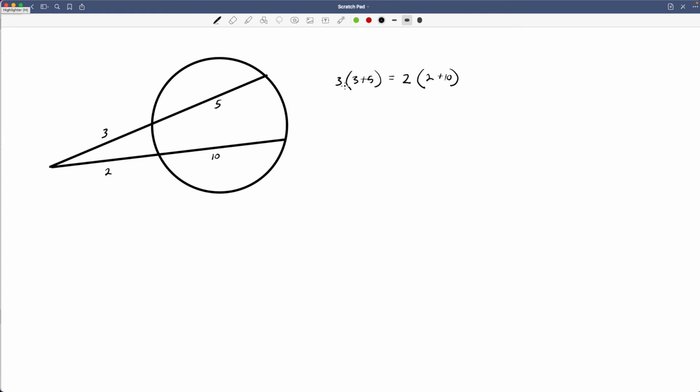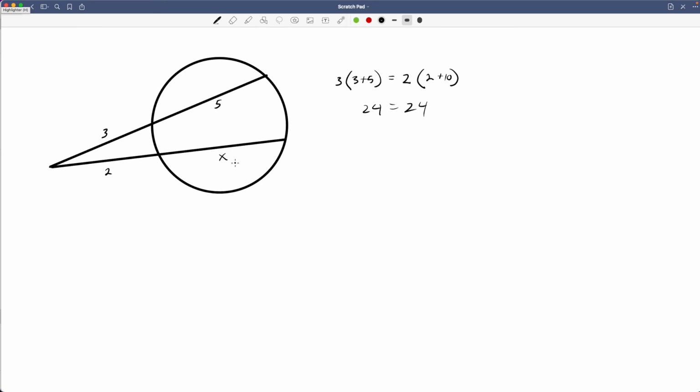So that would be 3 times 8 is 24. 2 times 12 is 24. So if this was x, and keep in mind this is just an illustration, this is not the actual measurement of these lines, it's just a rendering to give you an illustration.